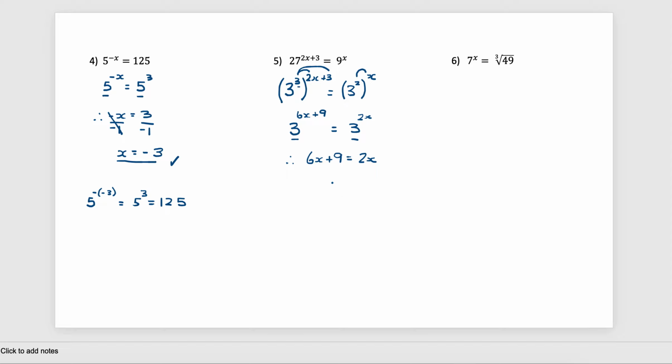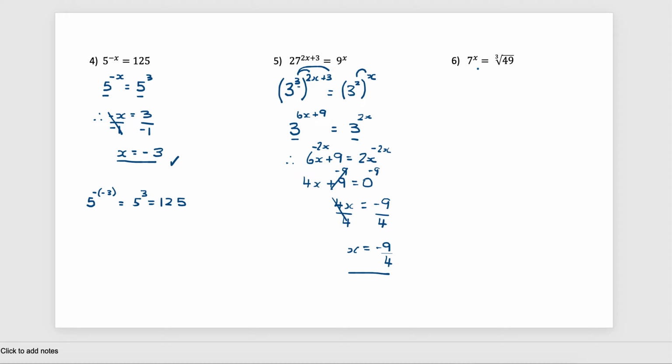And here we've got an algebraic equation to solve. We're going to subtract 2x from both sides, so we collect like terms. We end up with 4x plus 9 equals 0. Then we subtract 9 from both sides. That crosses out, so we are left with 4x equals negative 9. Then divide both sides by 4. They cross out, and x is negative 9 over 4. You can leave it as a fraction. And that's your answer.